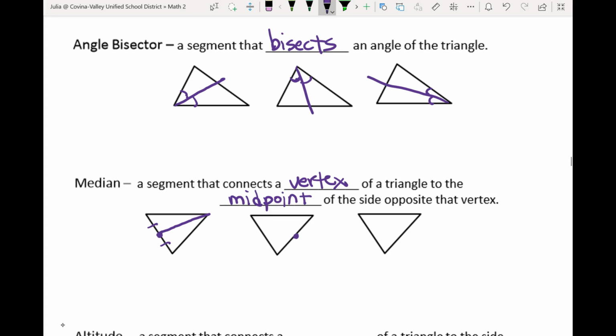You could have your midpoint on this side. And in order to be a median, it has to connect from that midpoint to the opposite vertex. And you can have a midpoint on this side. Notice it does not have to go at a right angle. It has to angle itself over to where the other vertex is.